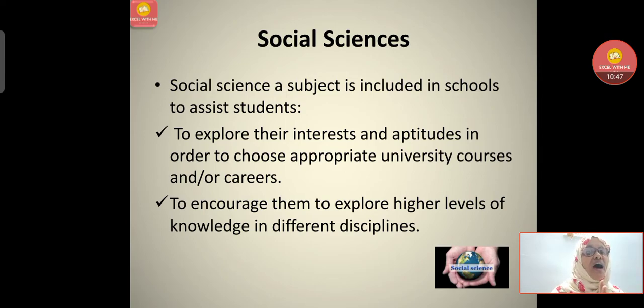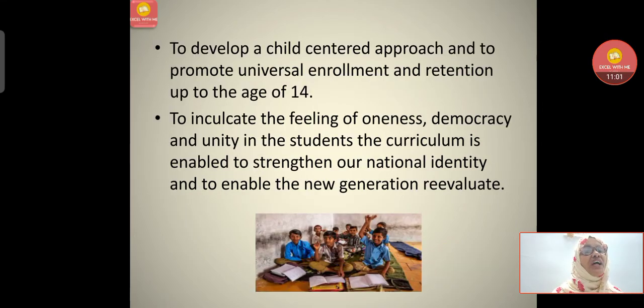Suppose they are taking up arts, the curriculum should encourage the students to explore to the higher level of knowledge so that they can become subject experts. Then to develop a child-centered approach and to promote universal enrollment, which has already been given in the past slide, that is to develop child-centered, not subject-centered or curriculum-centered or teacher-centered, it should be child-centered. Then to inculcate the feeling of oneness, democracy and unity in the students, the curriculum is enabled to strengthen our national identity and to enable the new generation to re-evaluate.